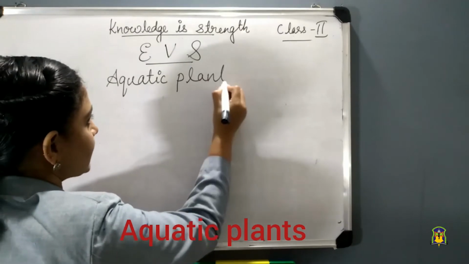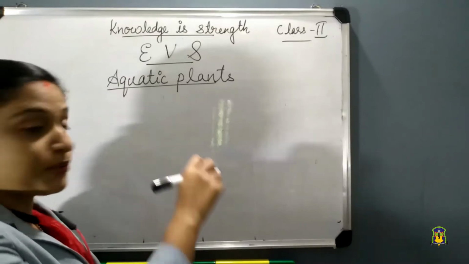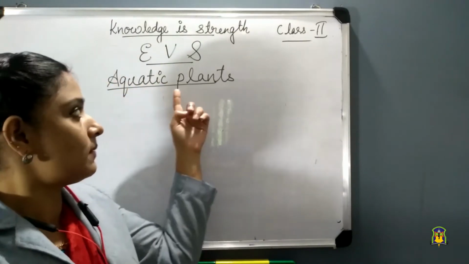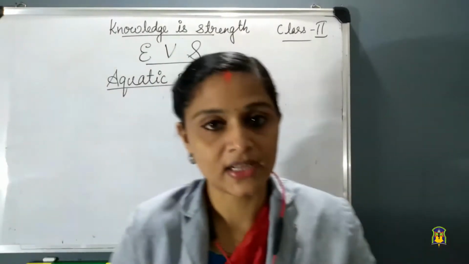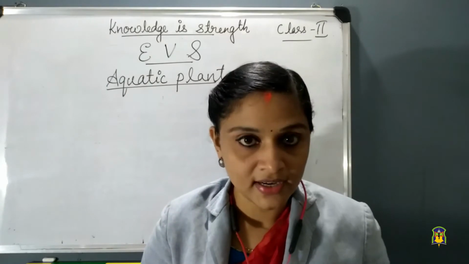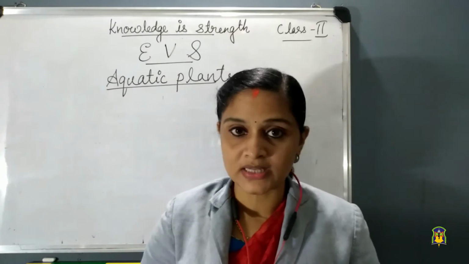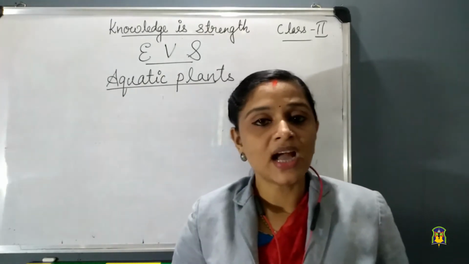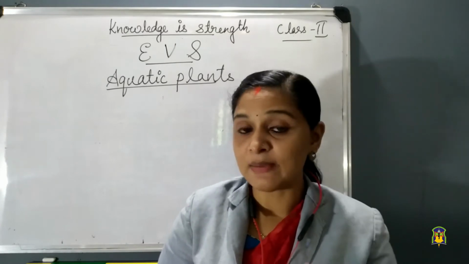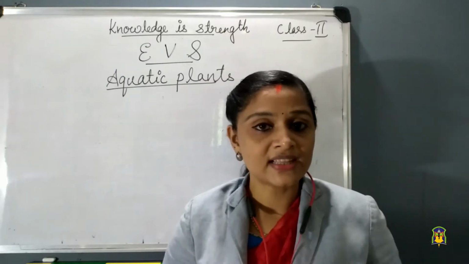Aquatic plants. What is the spelling of aquatic plants? A-Q-U-A-T-I-C. Aquatic plants or water plants. The plants that grow in water are called aquatic plants or water plants. Then these aquatic plants are grouped into three. Three types of aquatic plants are there. Which are they? Do you know?